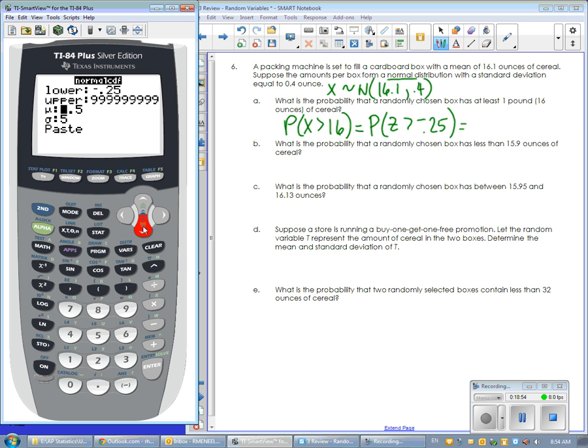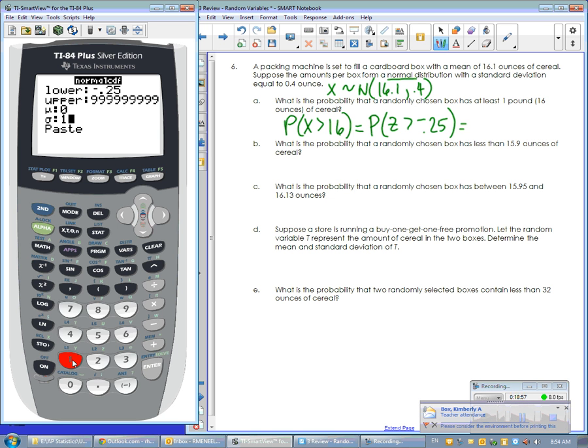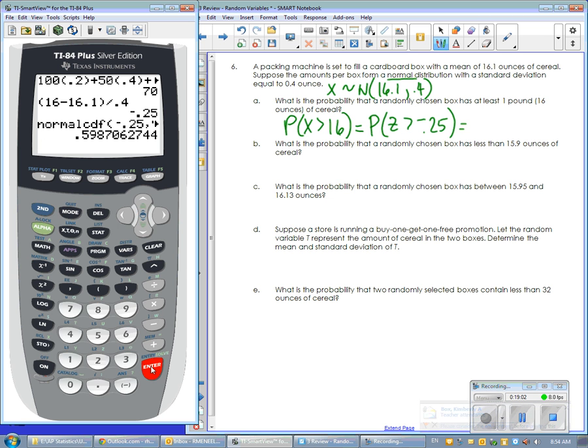And let's see, my mean in this case, since I've standardized it, I want to make sure I'm using 0 and 1 as my standard deviation. And I get 0.5987. And remember, when you're dealing with a normal curve, I do expect you to write your probability in terms of your random variable x. I expect to see that you've standardized it, and then I expect to see the probability. So each of these will be worth 3 points.